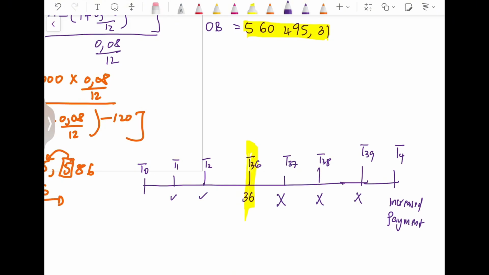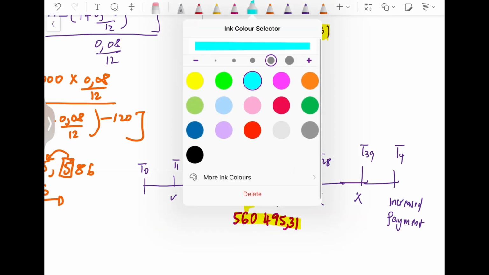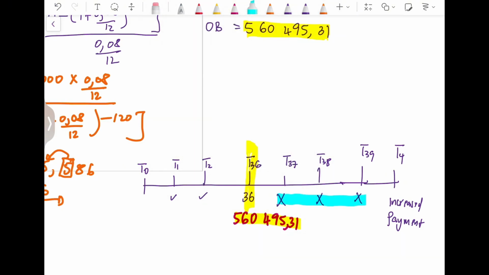All right, now, what is it that you need to note here? So after this person made the 36th payment, the amount the person is owing is 560,495.31. This is the outstanding balance after the 36th payment. Now, this amount this person is owing at T36, for 3 months, because here there are no payments that are being made, for 3 months it will grow with compound interest until T39.